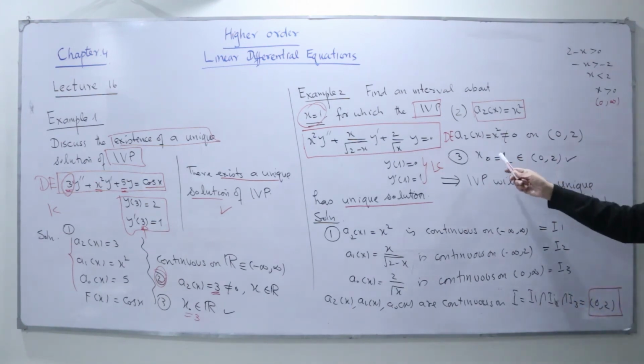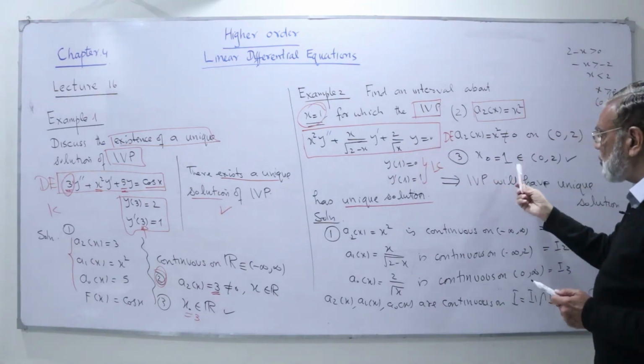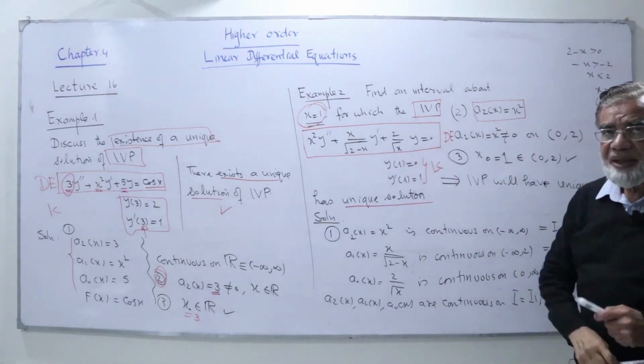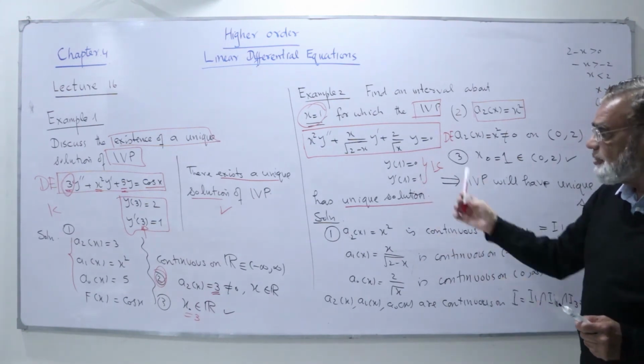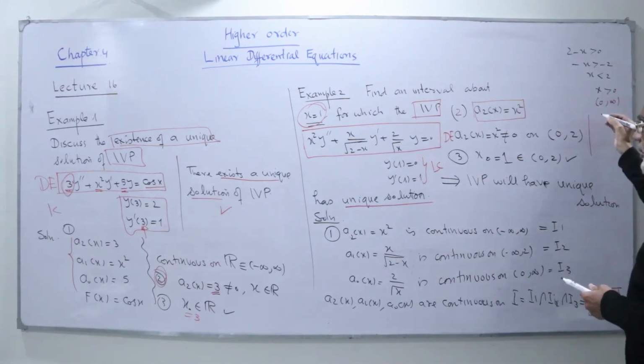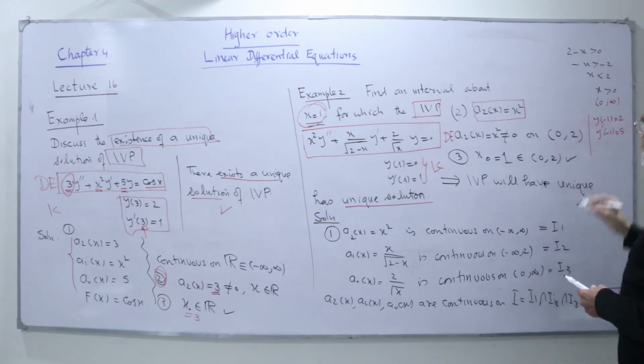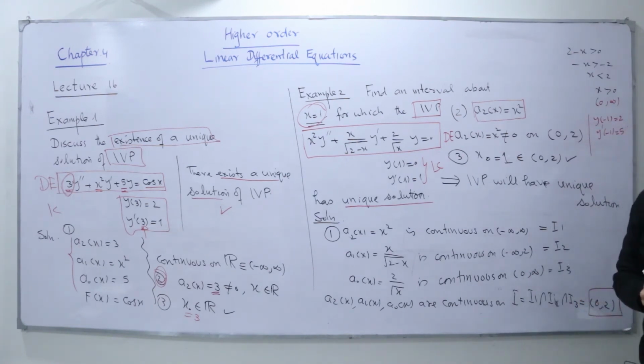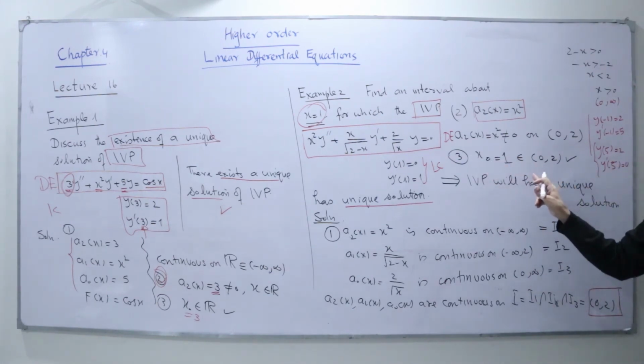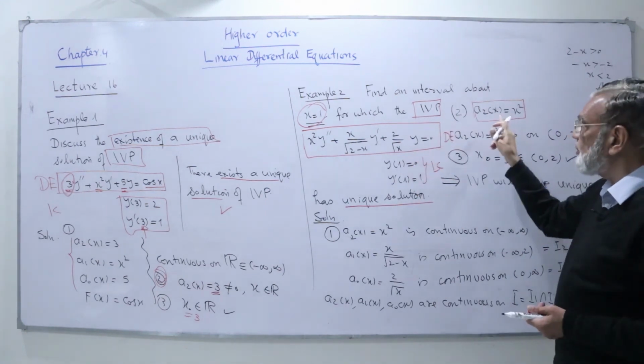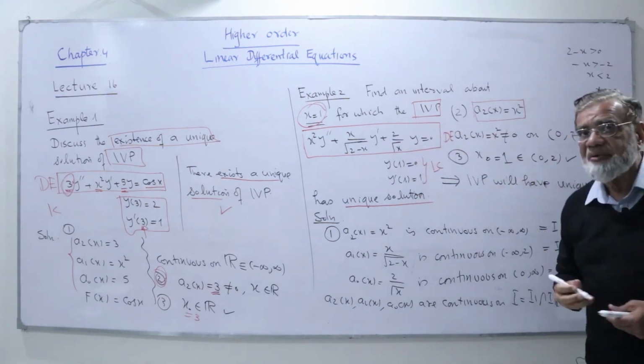Then number 3 is that the value where we get the initial condition, x equal to 1, must be in the interval. For example, x equal to 3 is not in the interval, and x equal to minus 1 is not in the interval. For example, if we have conditions like y at minus 1 equal to 2 and y dash at minus 1 equal to 5, does the initial value problem have a unique solution? No, it doesn't. What about y at 5 equal to 2 and y dash at 5 equal to 0? Does the initial value problem have a unique solution? No, because 5 is not in the interval; the third condition is not satisfied. But here it is 1, and 1 is in the interval. So we say the initial value problem has a unique solution.